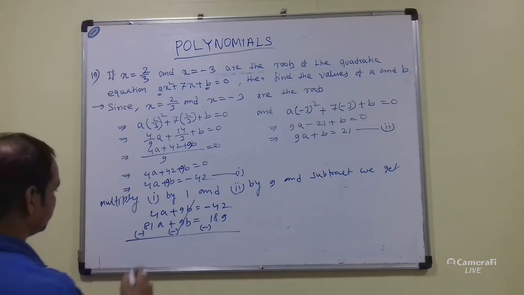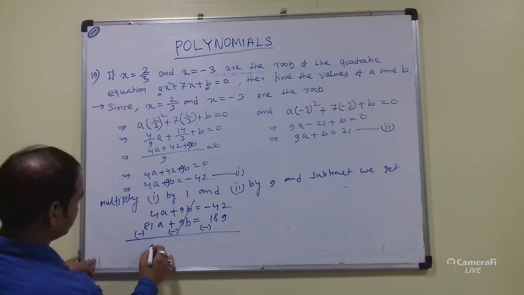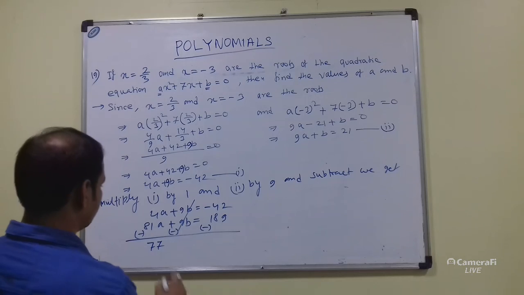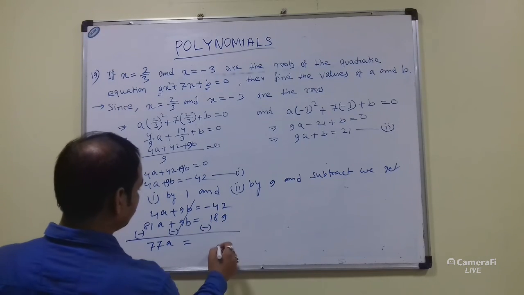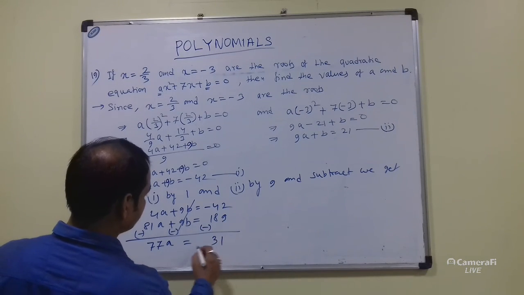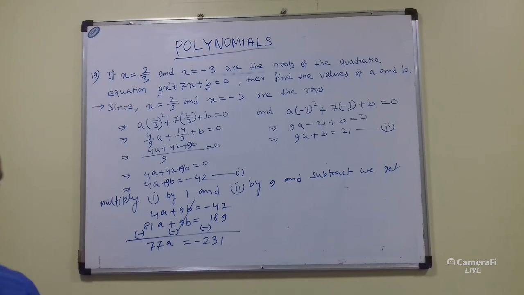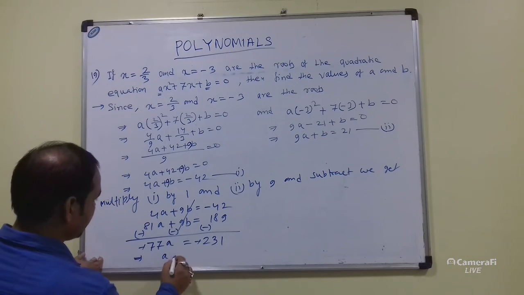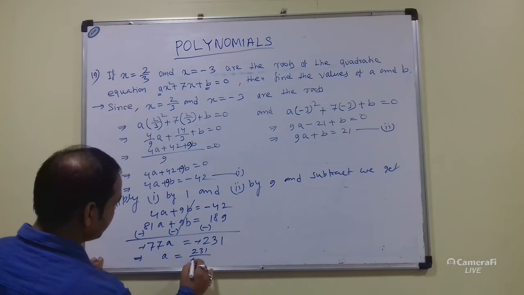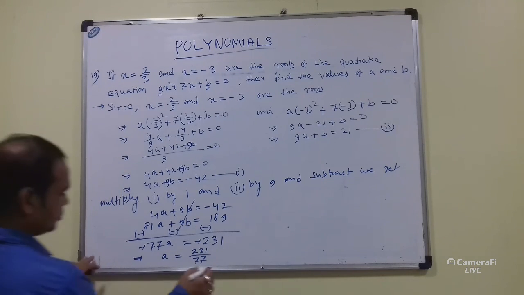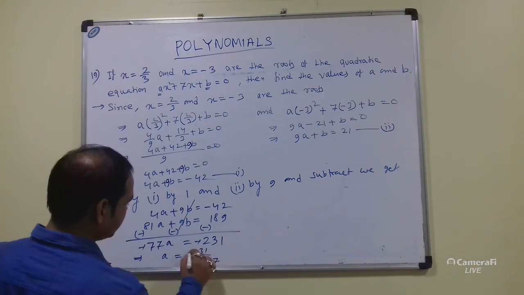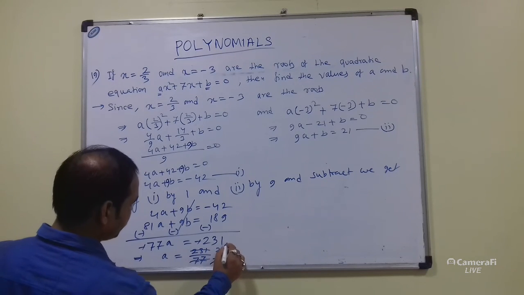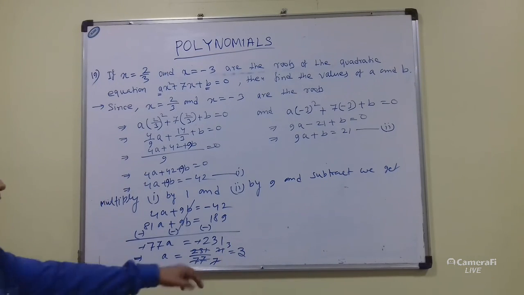So it will be minus 77a and it will be minus 231. Now minus minus will be removed. So a is equal to 231 by 77. Now divide both the numbers by 11. Again we can divide, so it will be 3. So the value of a is 3.